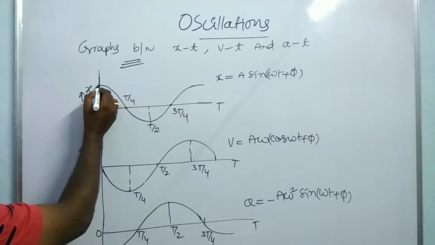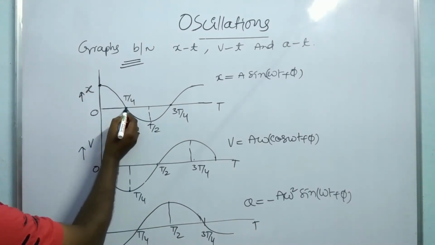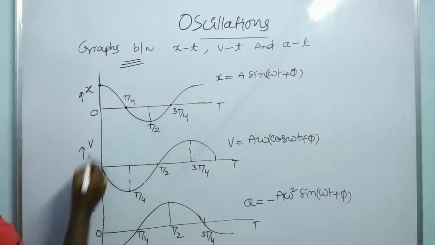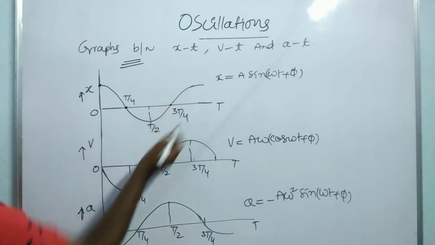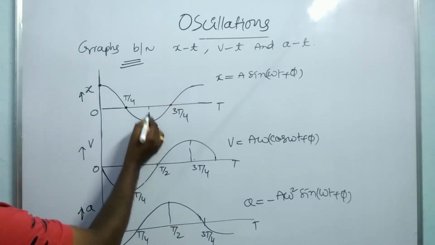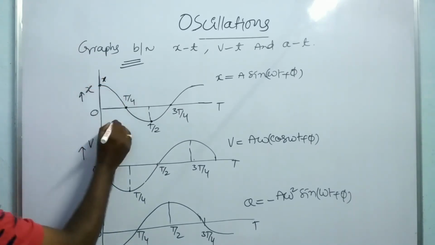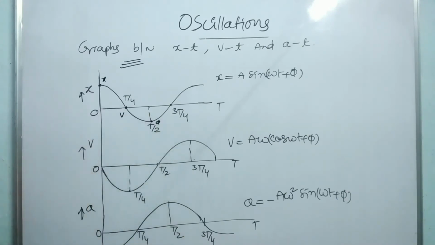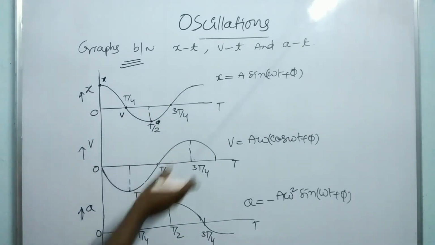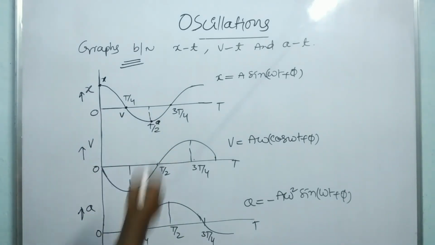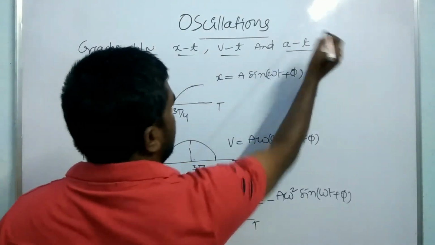So the displacement graph starts from here, and the velocity graph starts from here. So this is the graph, and the acceleration graph starts from here. So this is the acceleration graph. Okay, so this is x and this is v and this is a. So these are the starting points of the graphs between xt, vt and at.